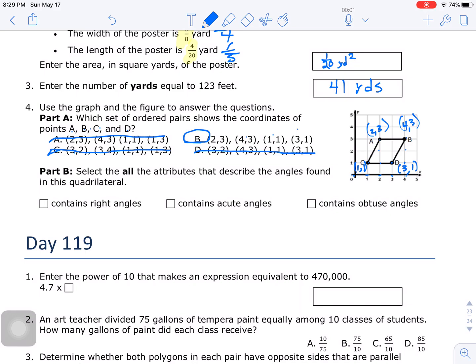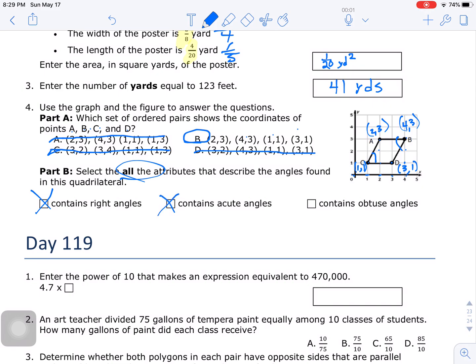And then part B, it says select all the attributes that describe the angles found in this quadrilateral. So if we look at this quadrilateral, does it have any right angles? In other words, can we put a box in any angle? And we cannot do that. Do they have any acute angles? So any angles that are less than 90? Well, I can see that's less than 90, angle C. And I also see that its opposite, angle B, is acute.